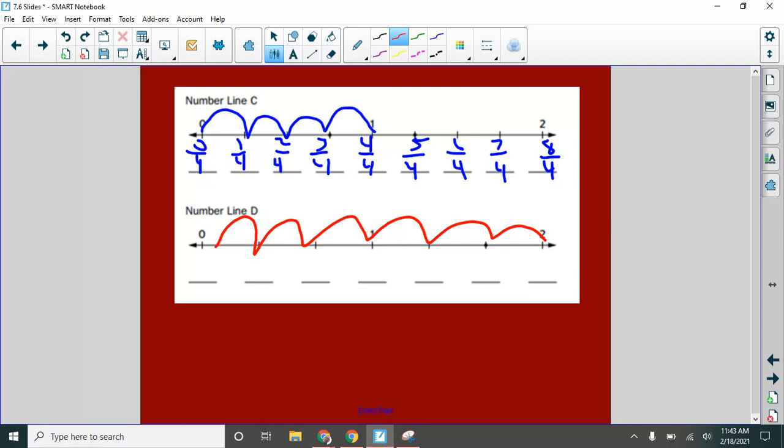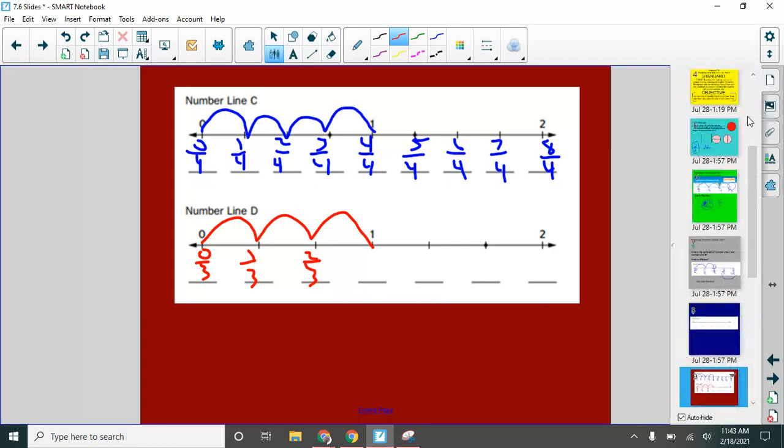Why is that wrong? Because they kept jumping past the 1. You have to stop jumping at the 1. 1, 2, 3 jumps. You should have written 0 thirds, 1 third, 2 thirds, and then you know what the rest of them would be. Finish writing them or fix them if you didn't do it correctly. All right, so what do we see here?